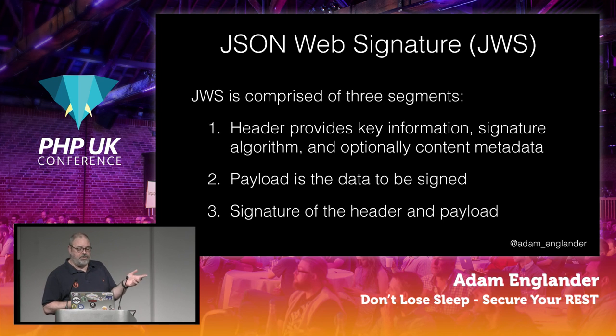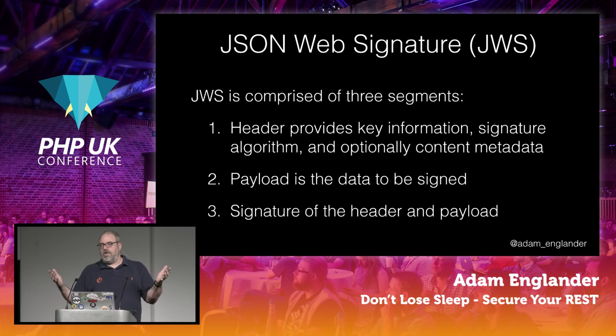So JSON web signature is comprised of three segments. And that can be expressed in a JSON object, which nobody actually sends around. Or you can do compact serialization, which is three segments of URL Base64 encoded data separated by dots, periods.